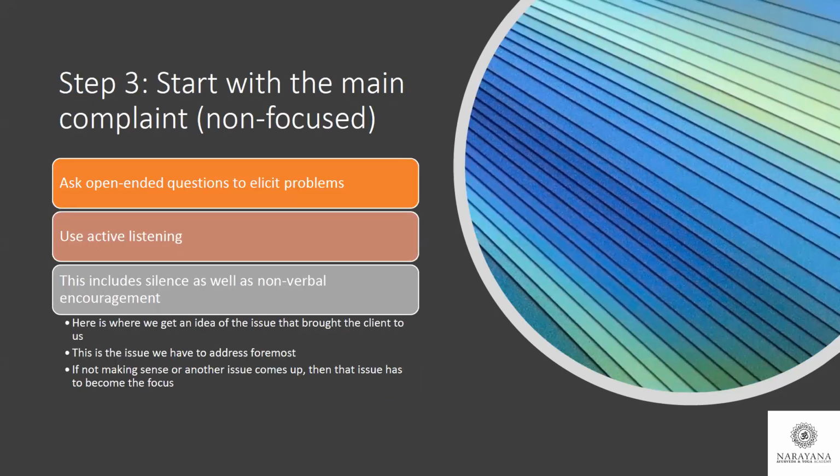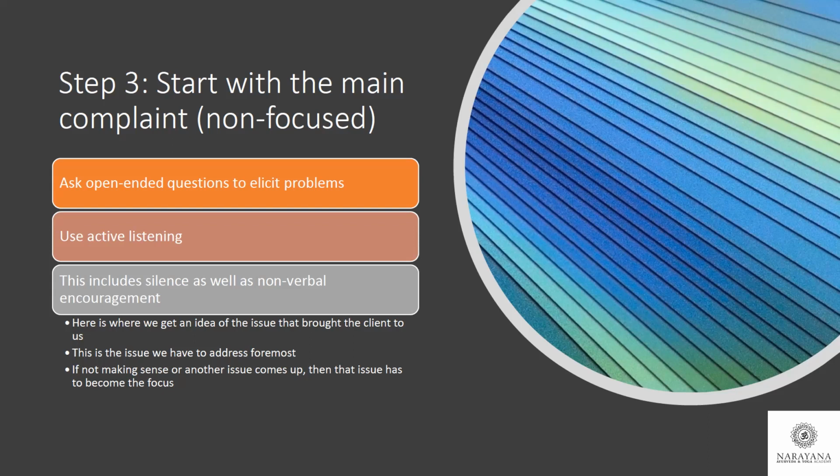Start with the main complaint. Ask open-ended questions to elicit the problem, so your client feels free to talk to you about their issue, right? Where they tell you what all has happened, what is troubling them, what needs to be checked on first, and the intensity of their problem. Like I told you, some clients would start talking and go on and on, and sometimes they would deviate to a completely irrelevant portion. So you need to gently bring them back to what they're talking to you about.